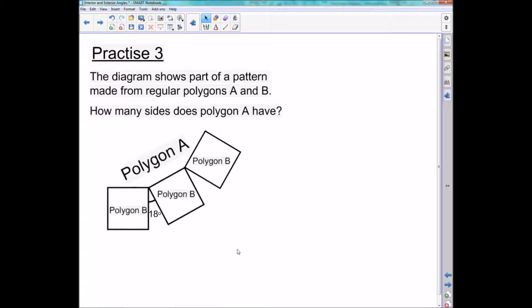Okay, so here's another practice question for you to have a go at. Pause the video and see if you can work out how many sides polygon A has.